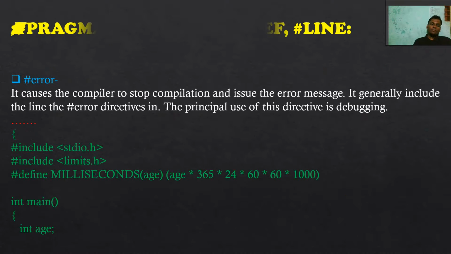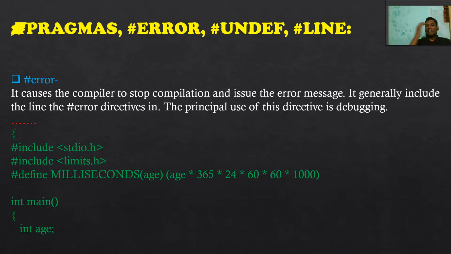Okay, so there are four very important preprocessors we use to make our coding easier. The first one is the error preprocessor. It causes the compiler to stop the compilation and issue an error message. It generally includes the line error directive, and the principal use of the directive is debugging.